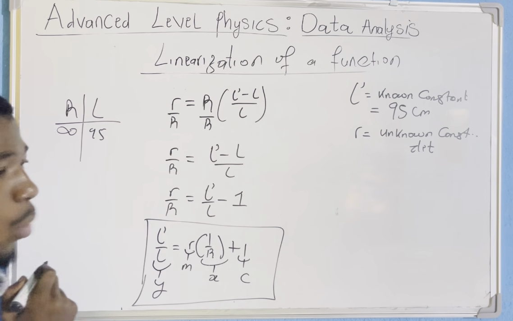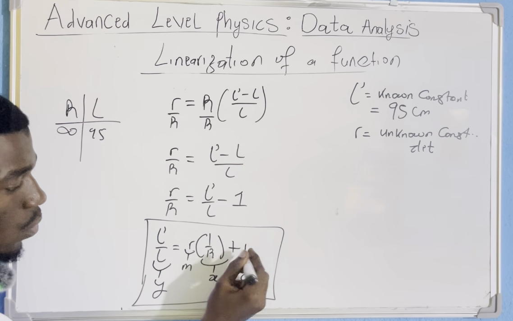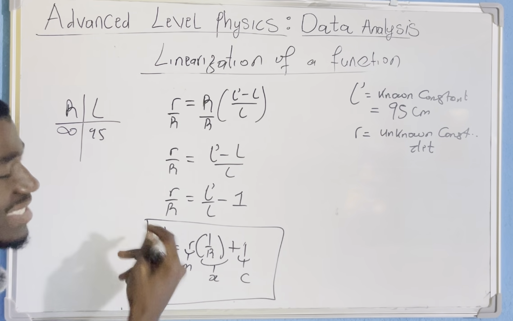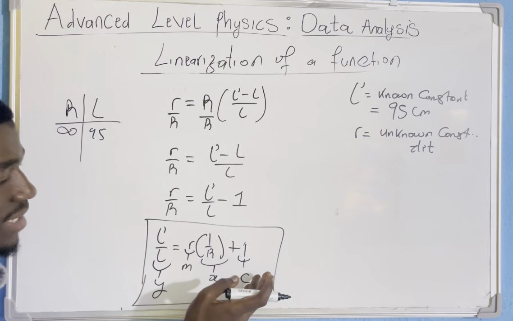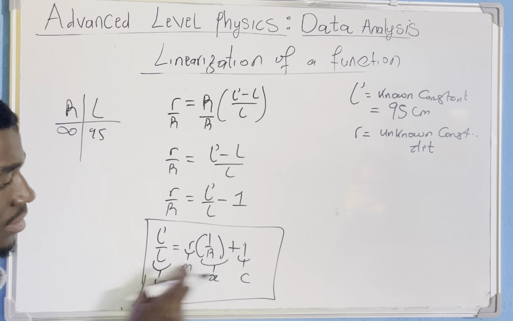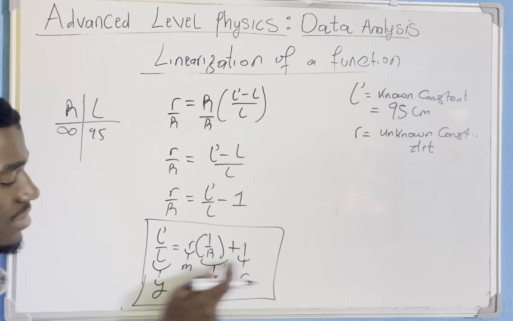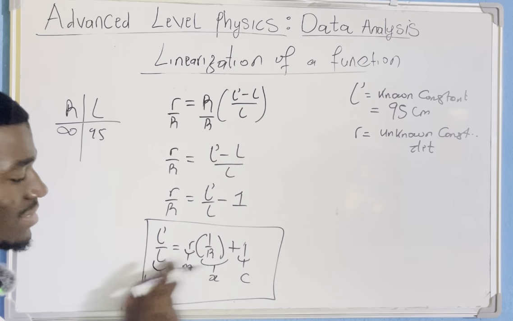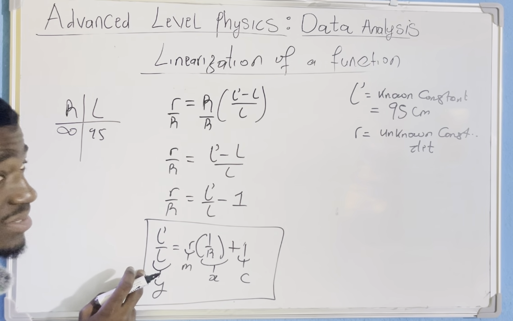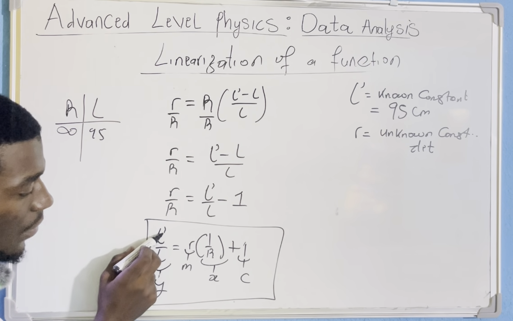The unit of who? Y. Because C here, the y-intercept, is the y. It means the y-intercept happens when x is 0. It means that they should have the same unit. Y should have the same unit as C because it's the same physical quantity. Okay, look at L prime divided by L.